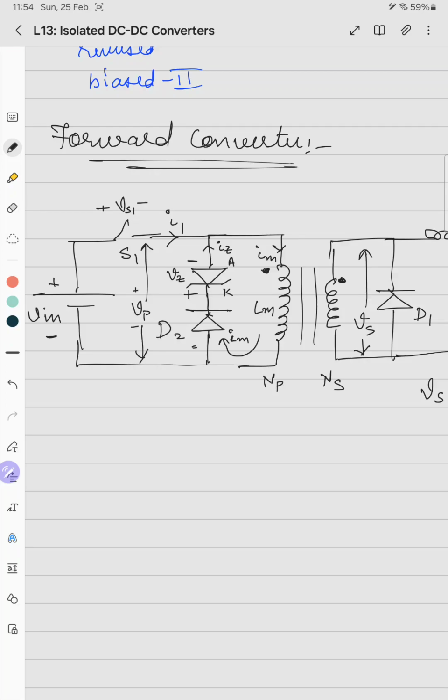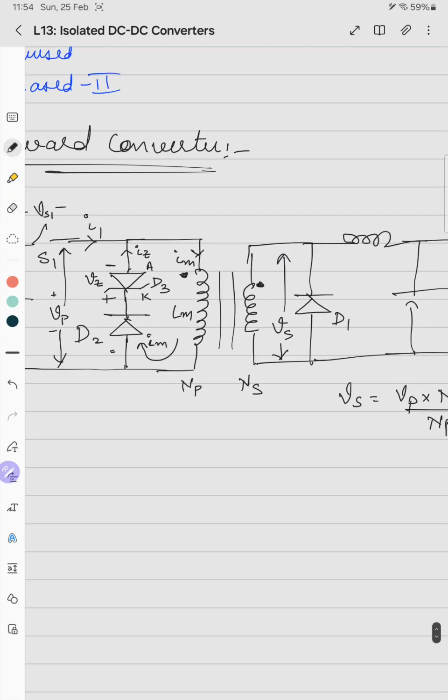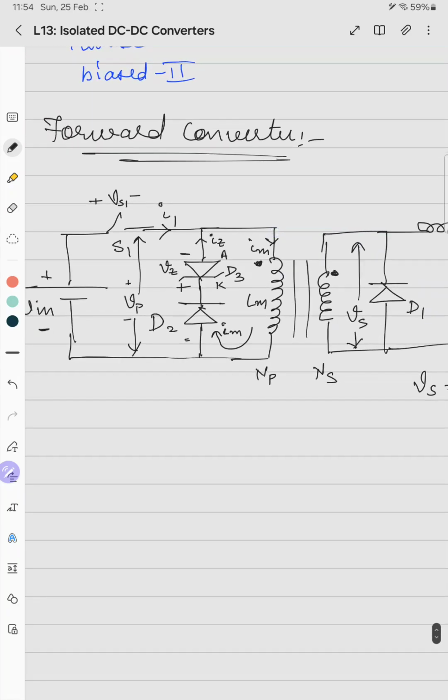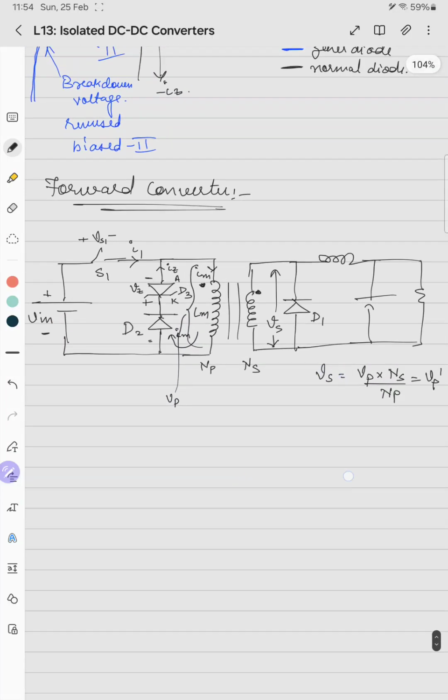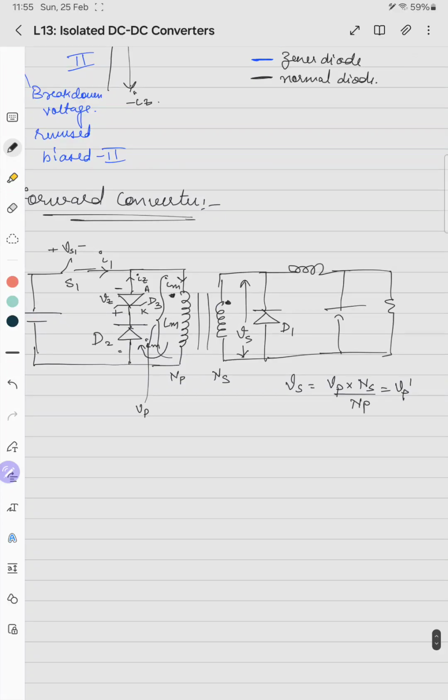So if, say, this is D3, and D3 is forward bias and D2 is reverse bias, this path will have no significance, it will be open, which means that VP equals V in, the voltage across the primary. So instead of drawing VP here, I should draw it here. This is VP and this is VS. So VP is V in directly and VS is V in times NS by NP.